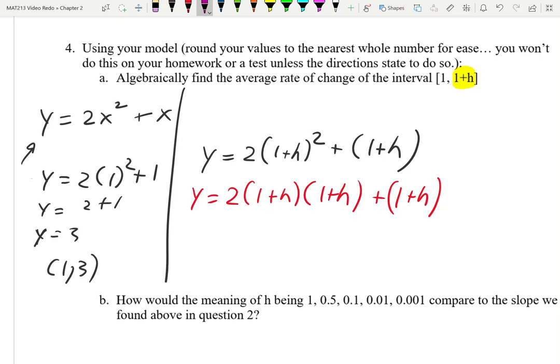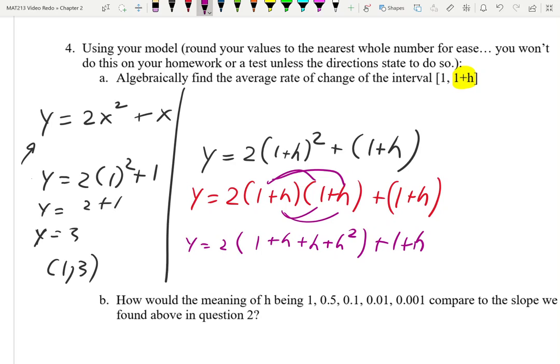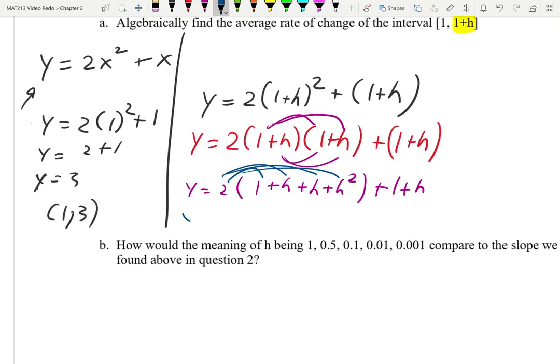So now I'm going to go ahead and distribute through the 1 and the h and the 1. So this is going to give us 2 times 1 times 1 is 1, 1 times h is h, times 1 is h, times h is h squared, plus 1 plus h. I don't need those parentheses. They're not doing anything because of the plus sign. No distribution or anything to worry about. So now I'm going to distribute my 2 through, which will result in y equals 2. These two h's would make 2h, so 2h times 2 would make 4h, plus 2h squared, plus 1 plus h.